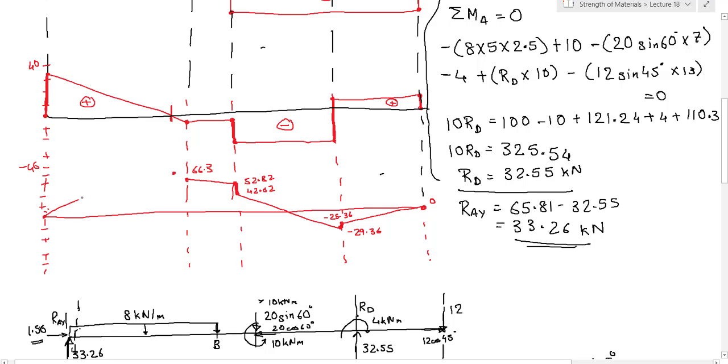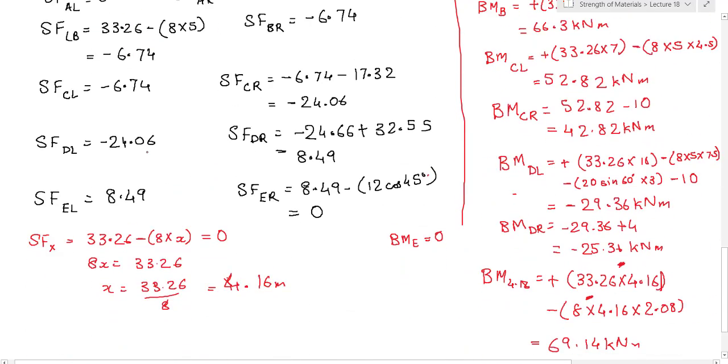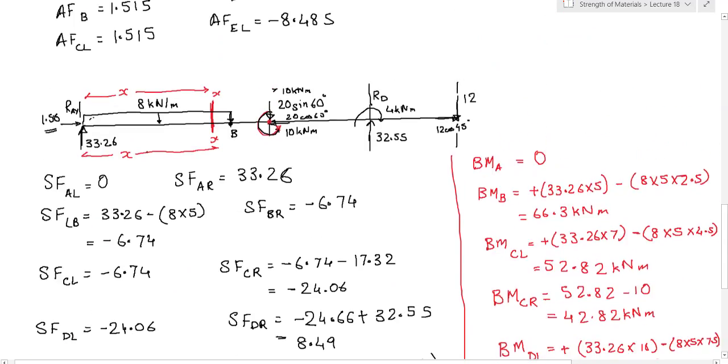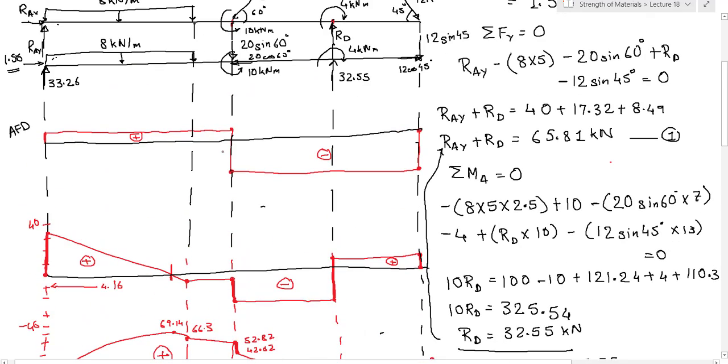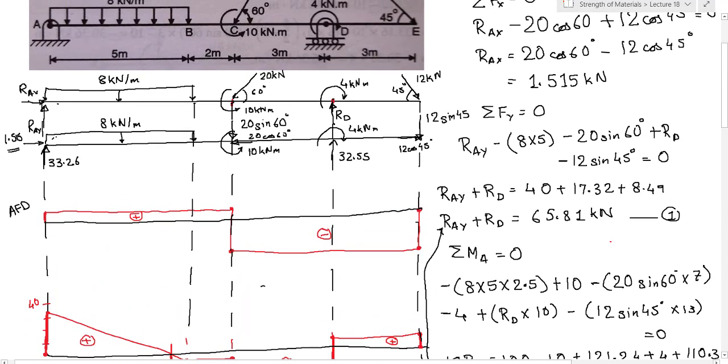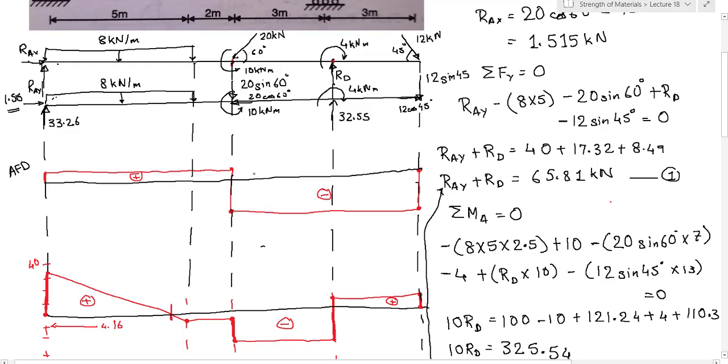So the curve will look like this. Okay, this will be positive, this will be negative, and this is your bending moment diagram. 69 point something, and this is 4 point something. What are those values? 4.16 and 69.14. So see, this sum was very big. It took a lot of time to solve, but similar kinds of sums will be coming in the exam. So you should try solving such kinds of sums.